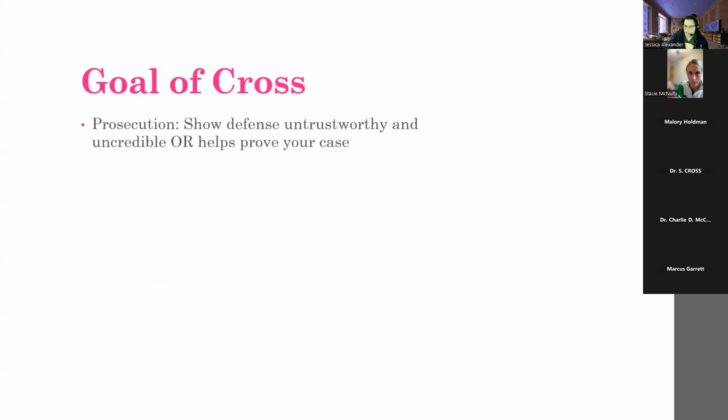Okay, so the goal of cross for the prosecution is to show that the defense. Okay, first of all, on cross-examination, we want to see if we can get anybody to admit to an element of the crime or to agree to an element of the crime, right? Goldilocks, this is not your house, correct? Correct. We also want to show that the witnesses are untrustworthy or incredible. You shouldn't believe them. Helping them prove your case, right? Proving up those elements of the crime.